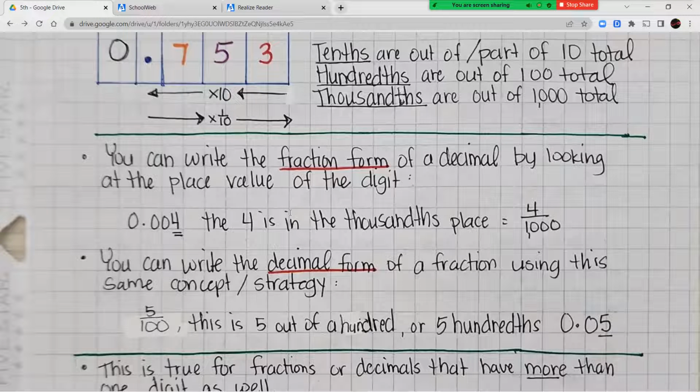Now you can also write the fraction form of a decimal by looking at the place value of that digit. So if we have 4 thousandths or 0.004, that 4 is in the thousandths place. So I know that it's going to be 4 out of 1,000. You can write the decimal form of a fraction by using the same strategy or concept. So 5 out of 100 tells me that it's in the hundredths place. So it's going to be 0.05 or 5/100ths.